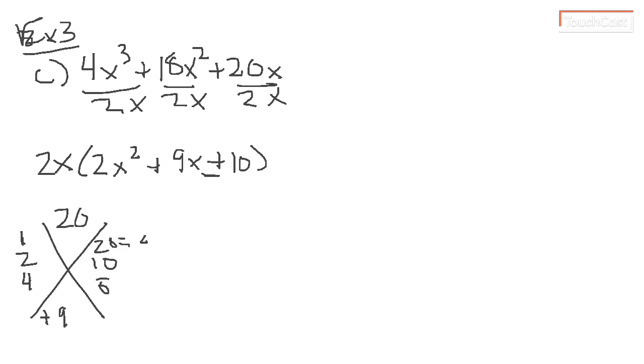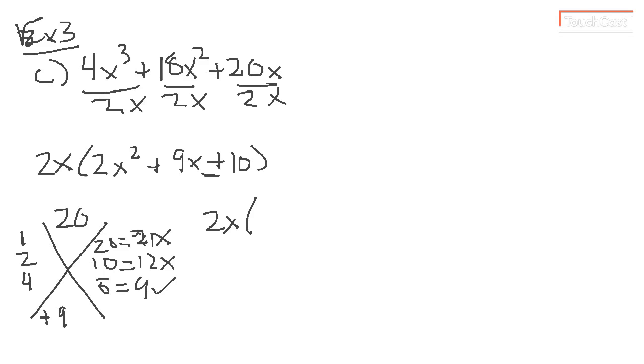20 and 1 make 21. That is not 9, so we don't want that. 2 and 10, that's 12. Still not 9. 4 and 5, that's 9. That's what we want. So when we're factoring this, we're going to have 2x. We have to bring that common factor all the way through.